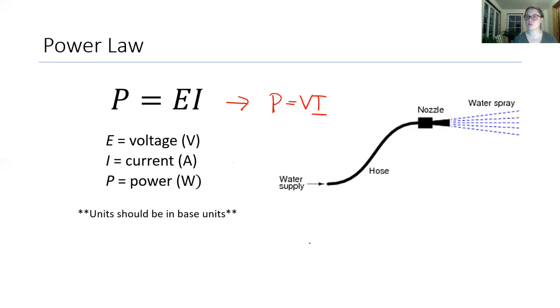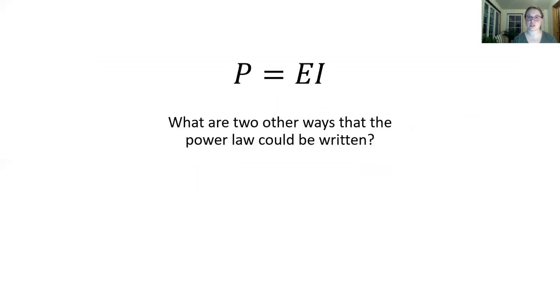So you won't have to worry too much about those little things, but sometimes they can help us think about problem-solving context. Next week, we'll get into some of the problem-solving challenges. What two other ways could the power law be written? Well, we can write it for E. Dividing both sides by I, E equals power over current. Or we can say I, current, is equal to power divided by voltage.